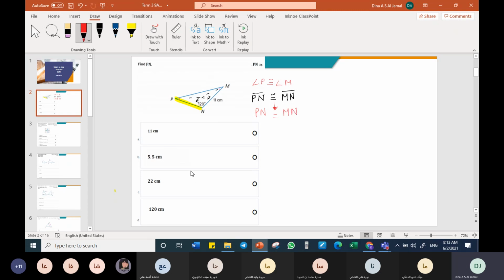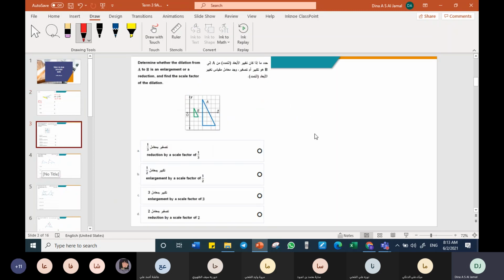And what's the measurement of MN? 11. That means our PN is 11. As simple as this. Now let's go to the other question.